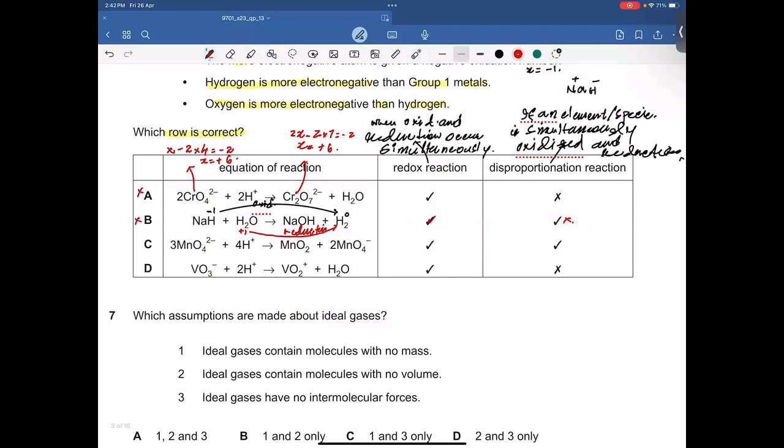Next is MnO4 with a negative charge. Let's suppose manganese is X. Oxygen has a charge of -2. We have 4 oxygens, so 4 times -2. Overall charge is -2, so X equals +6. Over here, the oxidation state of manganese is +4. Over here, the oxidation state of manganese is +7. So in this single species, manganese is getting reduced and simultaneously oxidized, which means it is redox. Also, it is a disproportionation reaction, which means C is going to be the right answer. All right. I hope it makes sense to you.